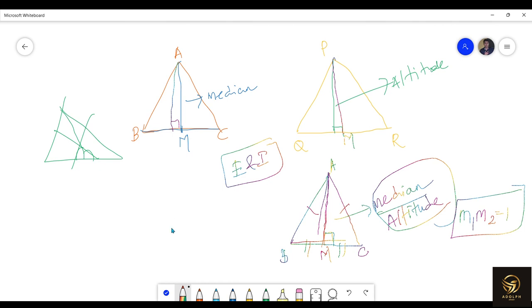Okay, that's it. We have seen all the properties for checkpoint geometry in terms of angles.